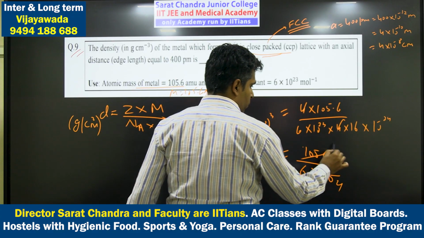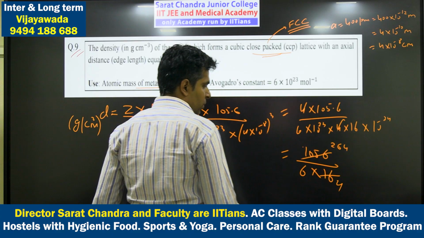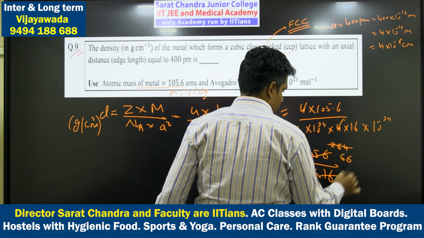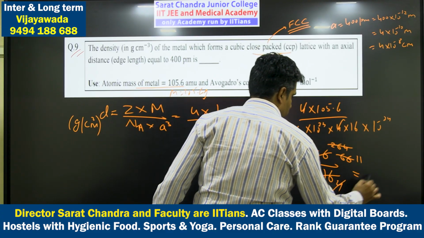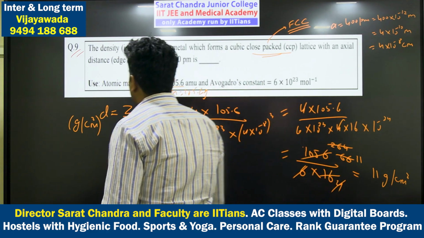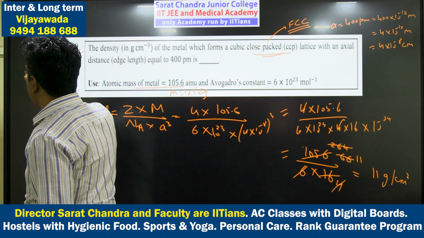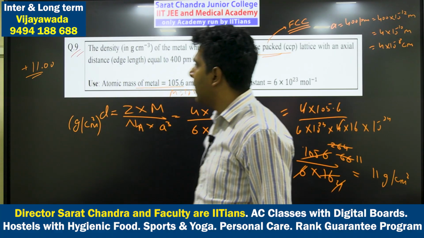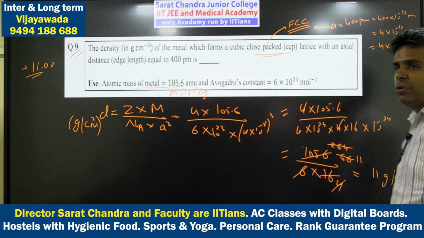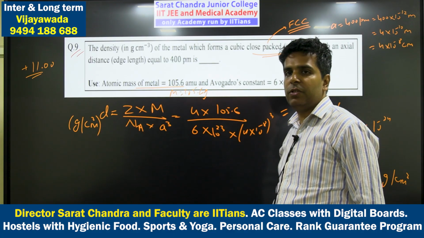So 4 2s are, then 6 are, 4s are. Then again dividing by 4. So 666. Then you can directly divide. So 11 grams per centimeter cube will be the answer. So the density is coming out to be 11. So answer will be 11.00 with plus sign. So numerical type question, you have to give answer up to 2 decimal places. So answer will be 11.00 with plus sign.